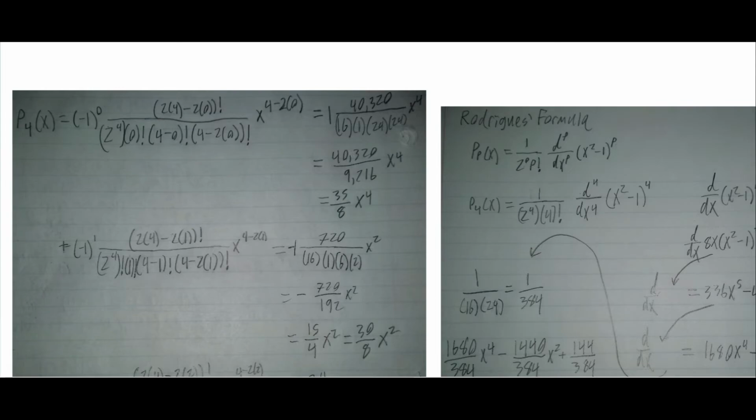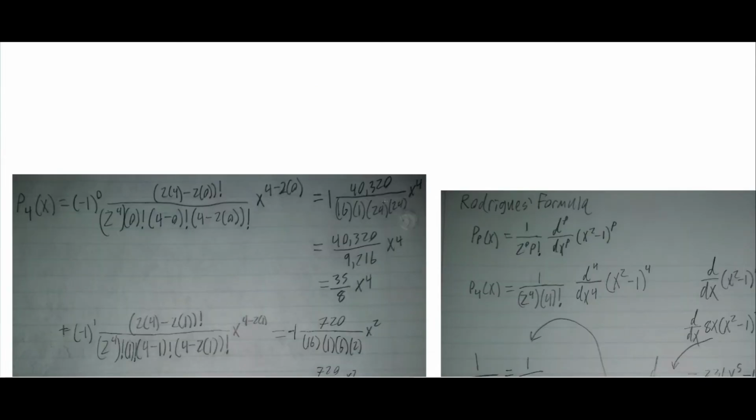So I went through, I multiplied everything in the denominator. I ended up with 40,320 over 9,216 times x to the 4th, which simplifies down to 35 over 8 times x to the 4. And I will just write that up here, 35 over 8 x to the 4th. So that is our first term. So then I did the second term down here. So plus, that's minus 1 to the first power, which is just a minus 1.